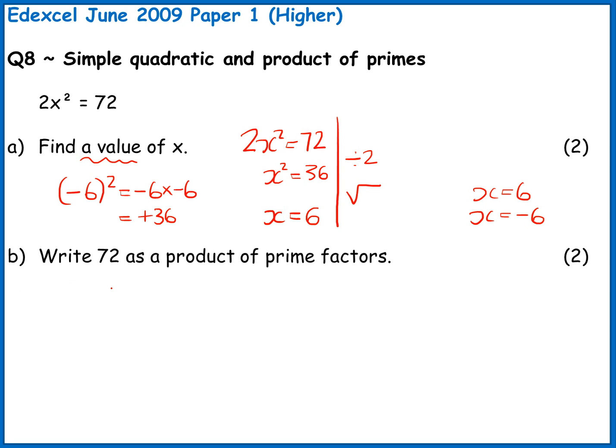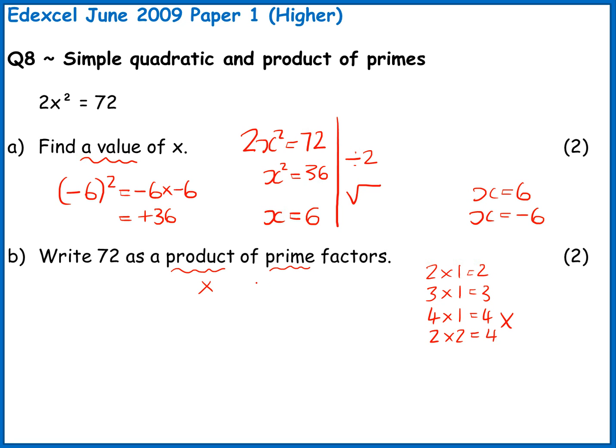And then part B, we are writing 72 as a product. Product means multiply together, of prime factors. So prime numbers are numbers that have two factors only. So there's only one way of making them by multiplying. So there's only one way to make 2 by multiplying, that's a prime number. Only one way to make 3 by multiplying, that's a prime number. 4 is 4 times 1 and 2 times 2, so 4 isn't a prime number.